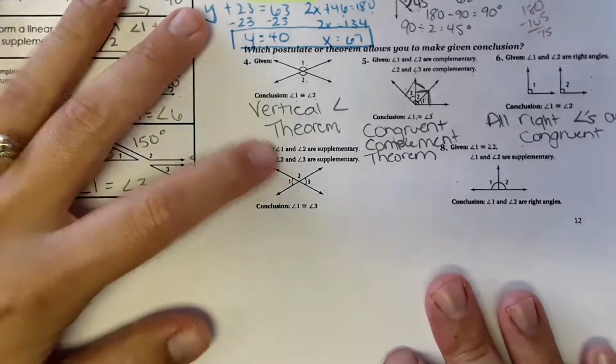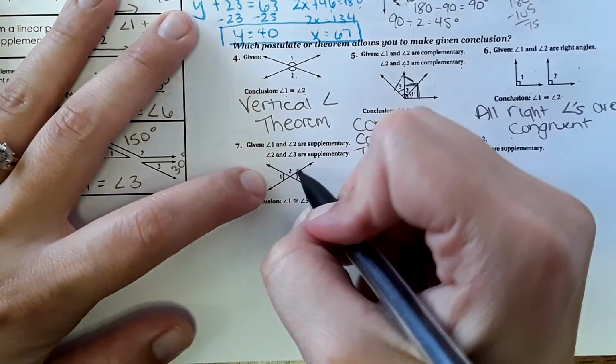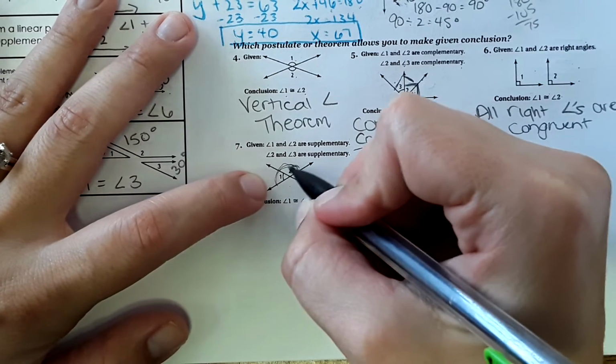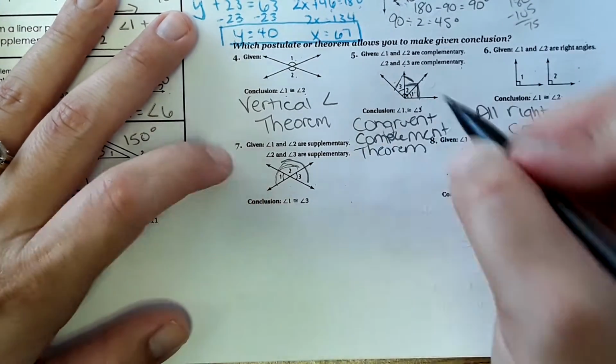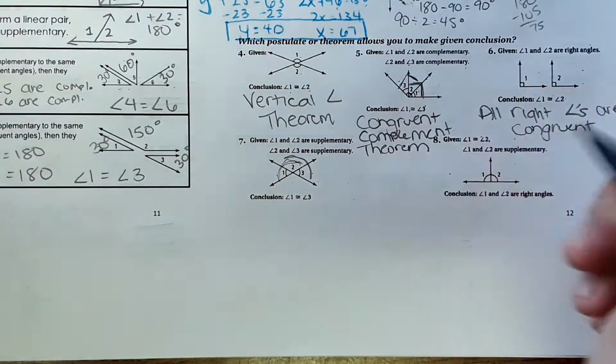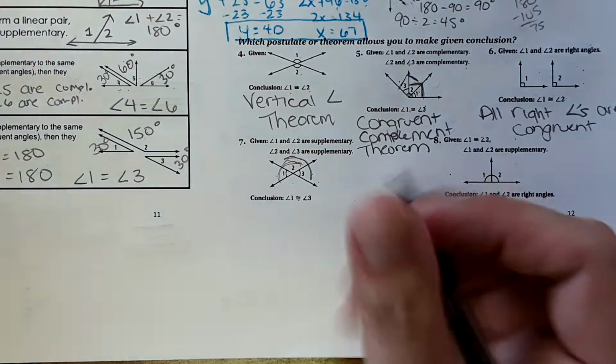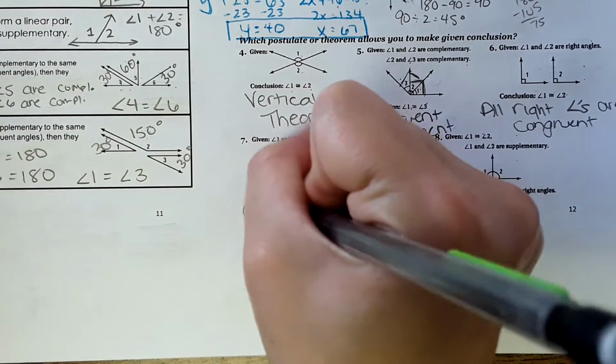Seven, angle 1 and 2 are supplementary. We can see that. Angle 2 and 3 are supplementary. And therefore, 1 and 3 are equal. That is the congruent supplement theorem.